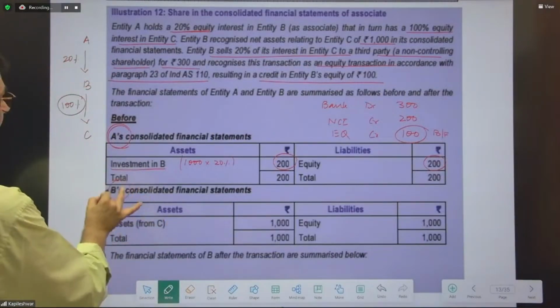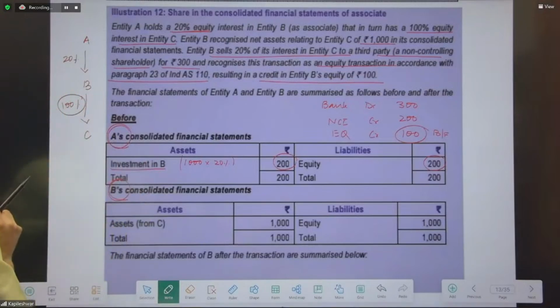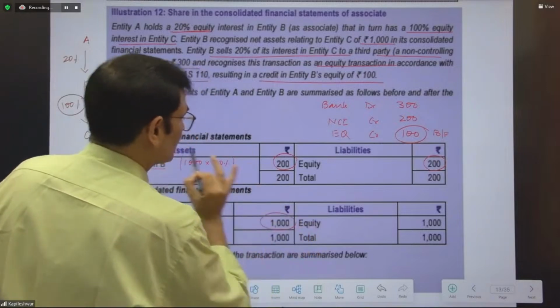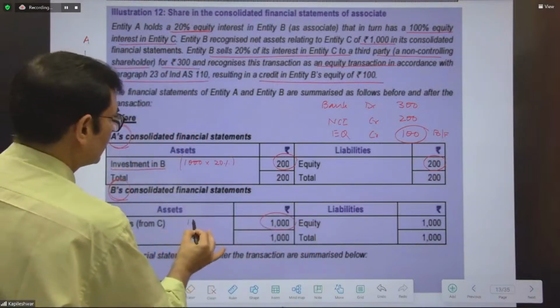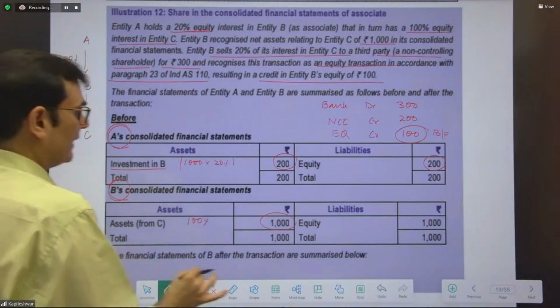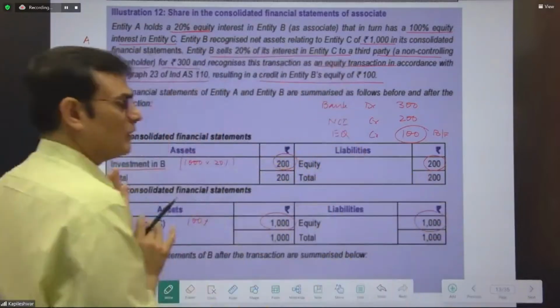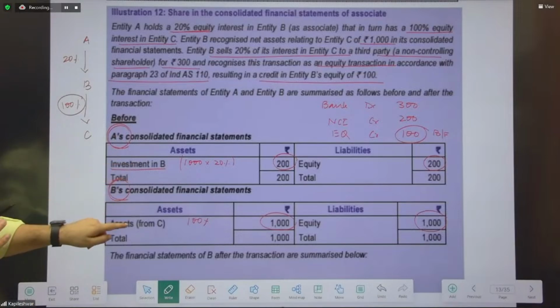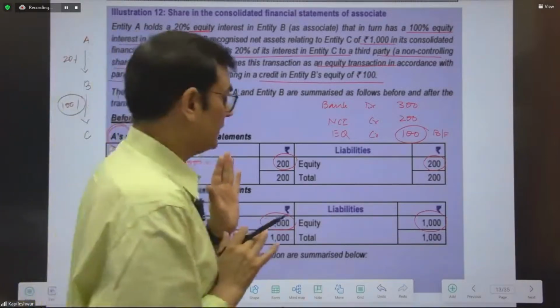Then let's look at the consolidated financials of B. In the consolidated financials of B, what he has done, he has aggregated the assets of C. 100% assets of C has been aggregated. No NCI was there earlier. And the equity is reflected at 1000. They kept it very simple. So this is the balance sheet of A using the equity method under Ind AS 28. This is the balance sheet of B applying Ind AS 110, a full consolidation.